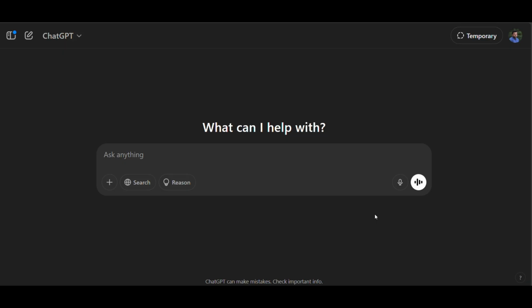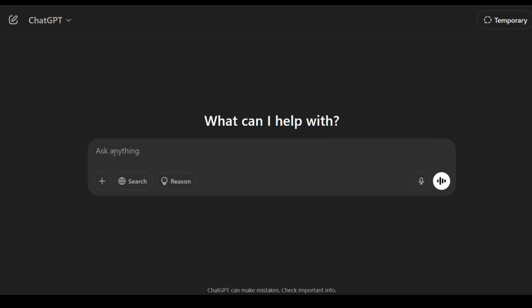The first one is medical documentation. Doctors and healthcare professionals often spend a significant amount of time writing patient notes, research summaries, or medical reports. Generative AI tools like ChatGPT can automate this process. For example, a doctor can dictate their notes and the AI can generate a well-structured summary, saving time and reducing administrative burden.